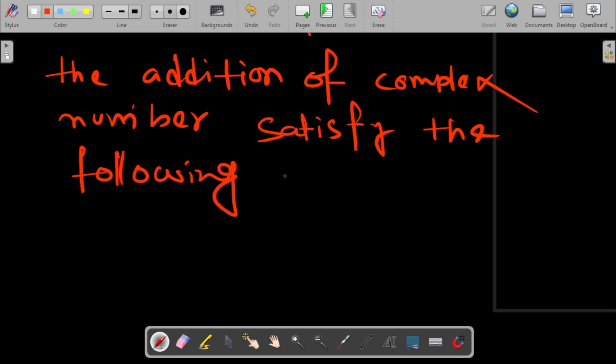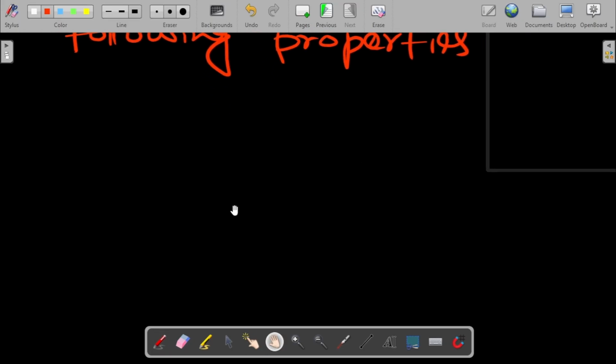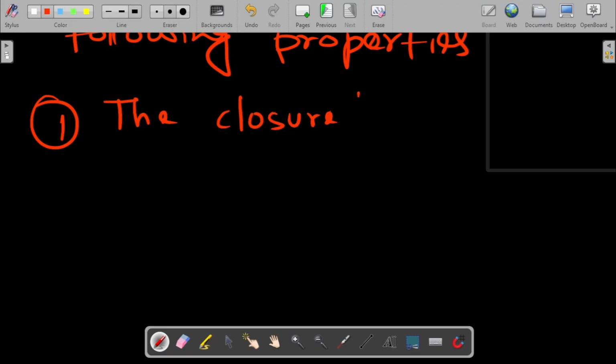Satisfy the following properties. The first property is the closure property. The closure law.